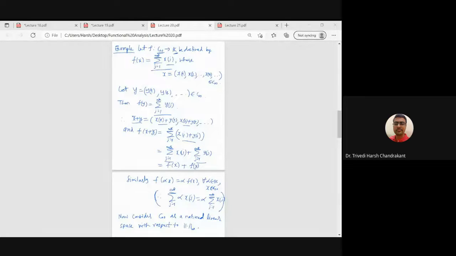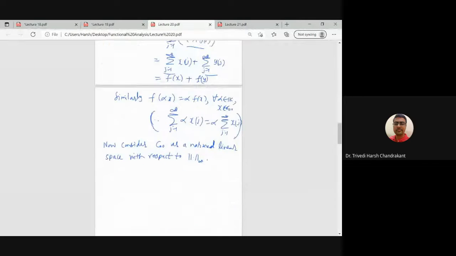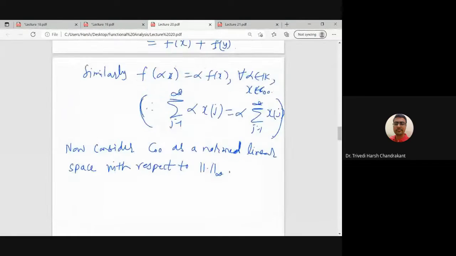Okay, Manavi, what condition do we need to check for continuity? Sir, there exists alpha such that the norm of f(x) is less than alpha times the norm of x. So if there does not exist any alpha, then f is not continuous.